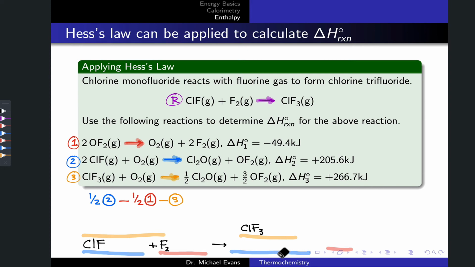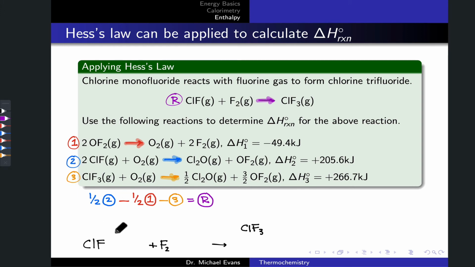And now what are we left with? Well, if I erase the highlighting, we're left with 1 mole of ClF on the left side, 1 mole of F2 on the left side, and 1 mole of ClF3 on the right-hand side. We have constructed the target reaction. We have arrived at R as a scaled sum or difference of the known reactions 1, 2, and 3. Honestly, at this point, the hard part of the problem is over because we have figured out how R can be decomposed or expressed as a scaled sum of the known reactions.